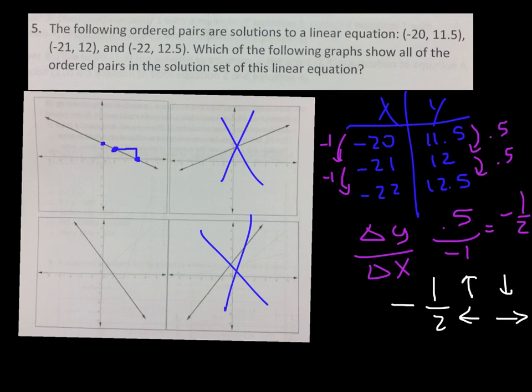Well, let's try this one at 1. If I go up 1 and to the left 2, I'm over here in the negatives. Well, that didn't work out. So I know that's not the answer. Therefore, this first one is my true answer.